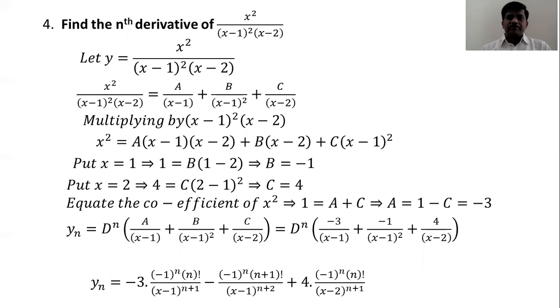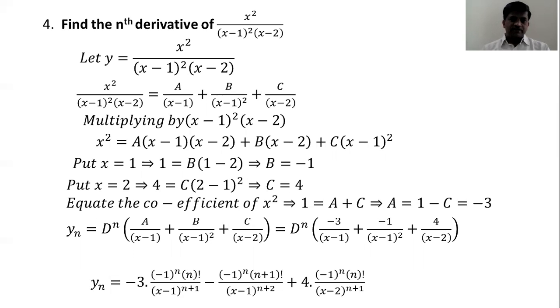Find the nth derivative of x² divided by (x − 1)²(x − 2). Let y = x² divided by (x − 1)²(x − 2). Here we have to apply partial fractions. The first term is a linear repeated factor, the second is a linear non-repeated factor. The partial fraction is a by (x − 1) + b by (x − 1)² + c by (x − 2). To take the LCM, multiply by (x − 1)²(x − 2).